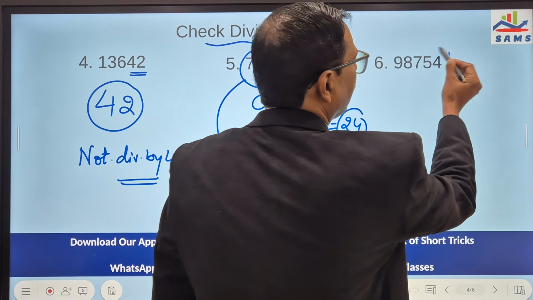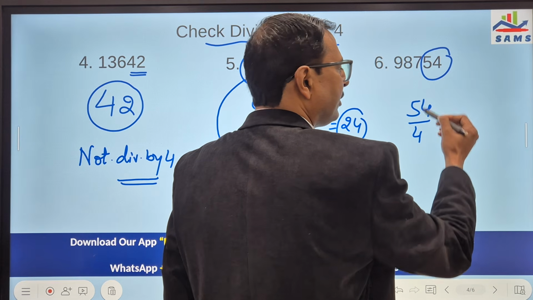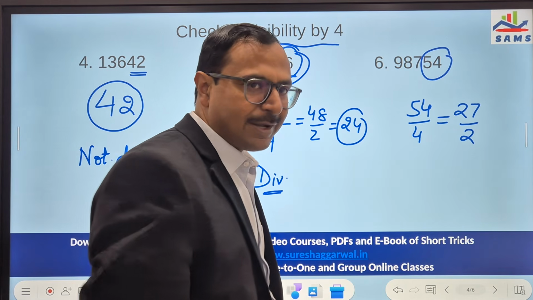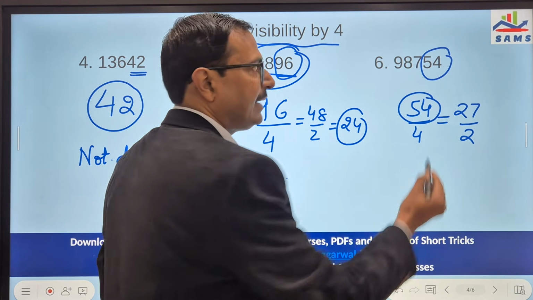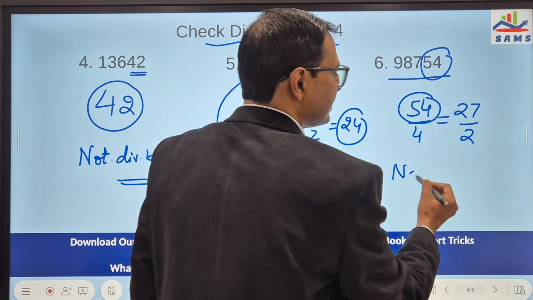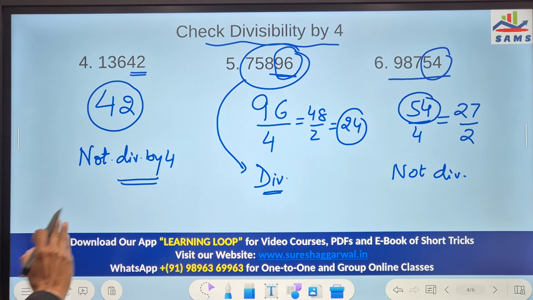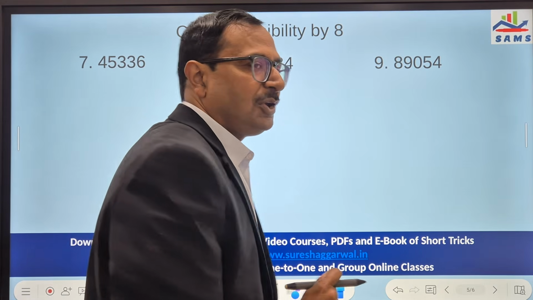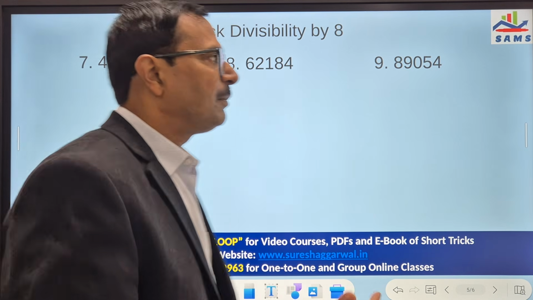Likewise 54. If you see 54 divided by 4, cancel the common factor 2, you get 27 upon 2. Now 27 is not divisible by 2, so 54 is not divisible by 4, and therefore the entire number is not divisible by 4. Very simple if you understand the logic, and a little difficult if you struggle with your basic tables and basic division process.